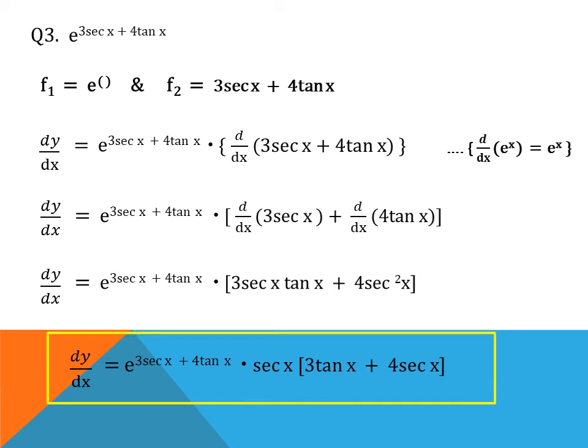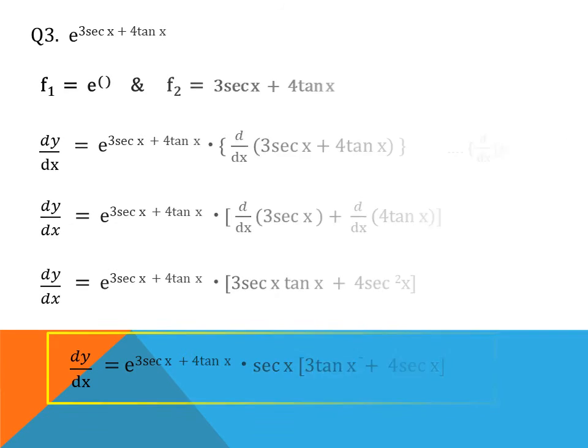So we can take sec x common and then we'll have our final answer as follows. In our next example, we have x square plus 1 the whole bracket raised to 5.